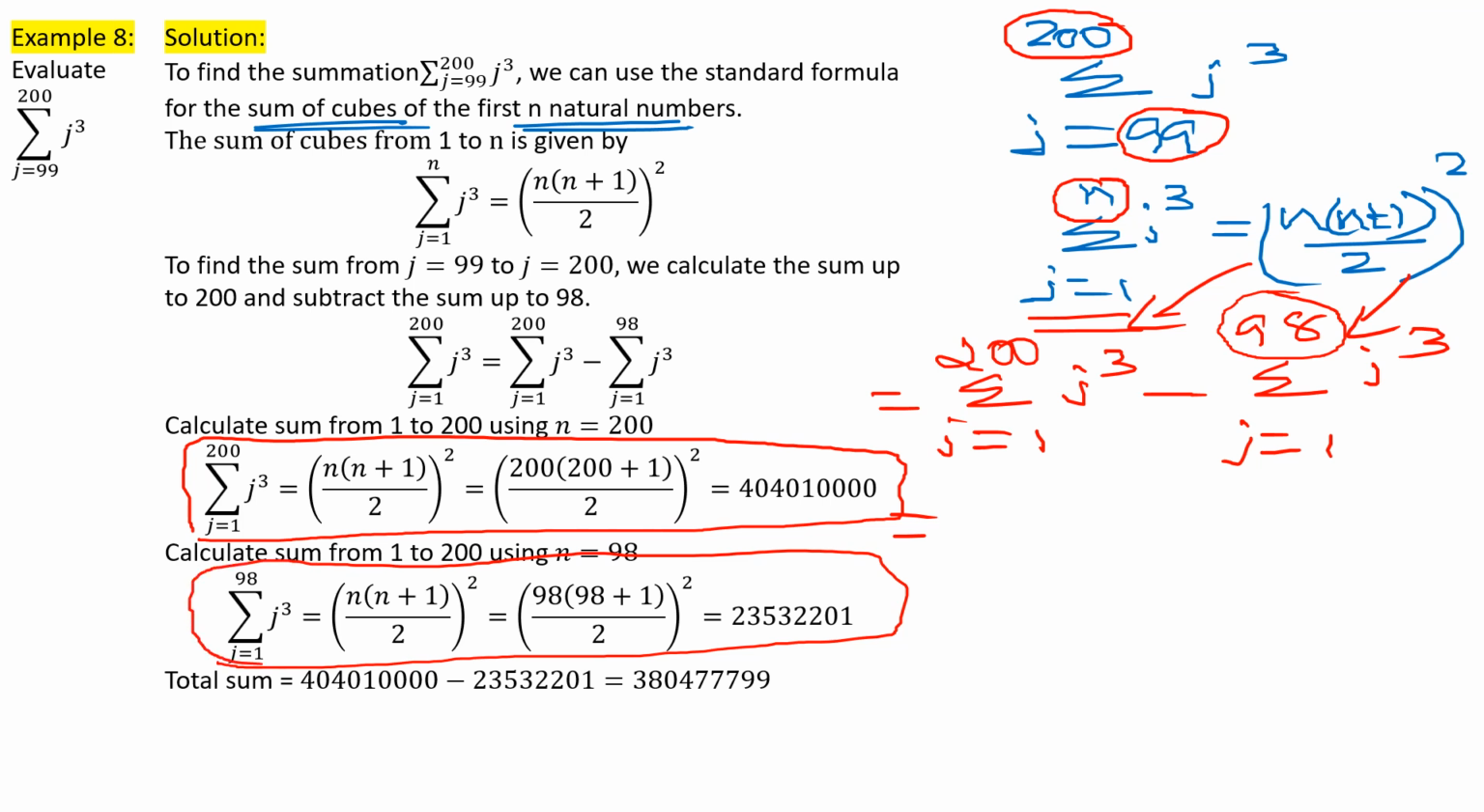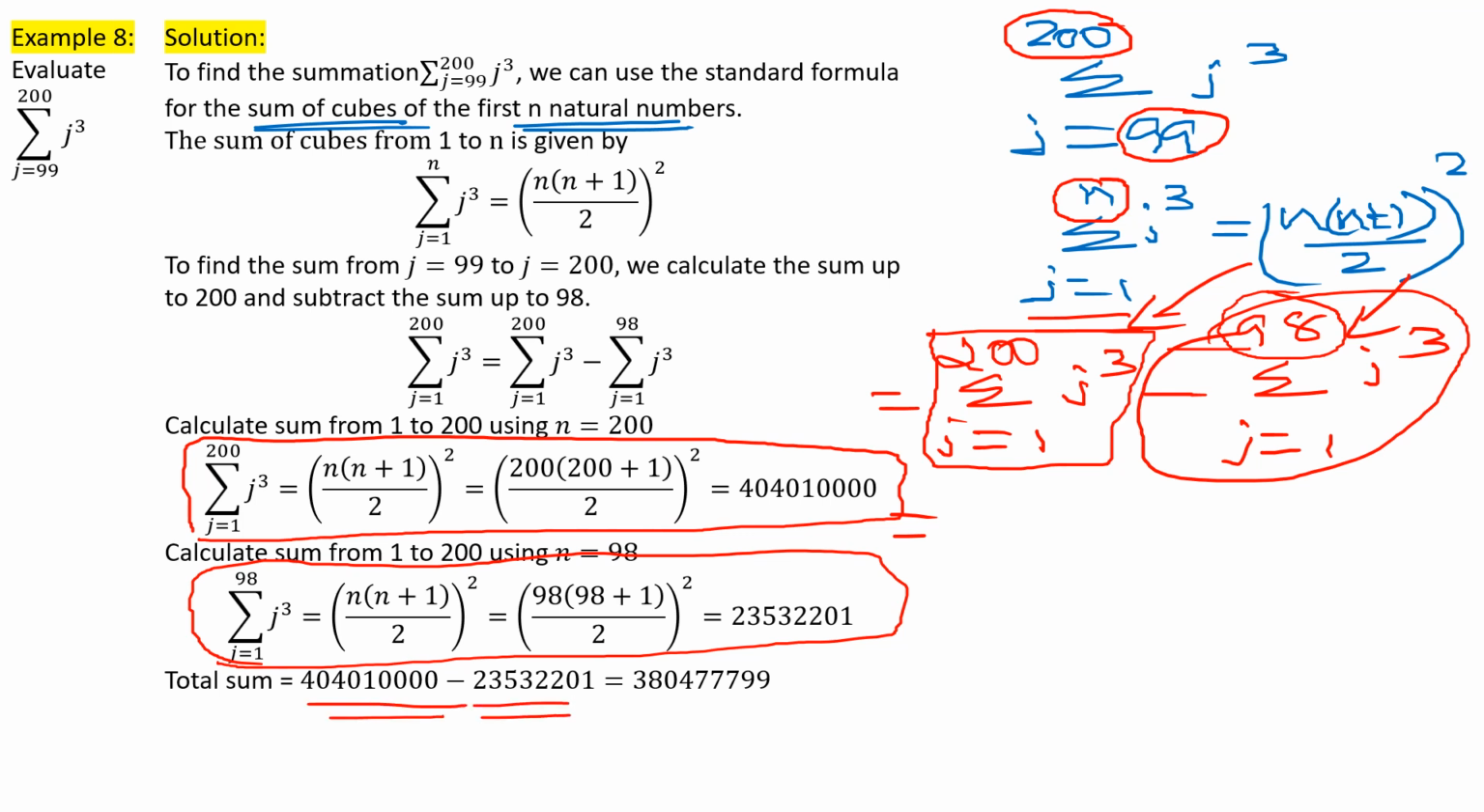Then how to find the total sum? The total sum is the sum of this term minus the sum of this term. So by subtracting this value from this value, you will get this as your final answer.